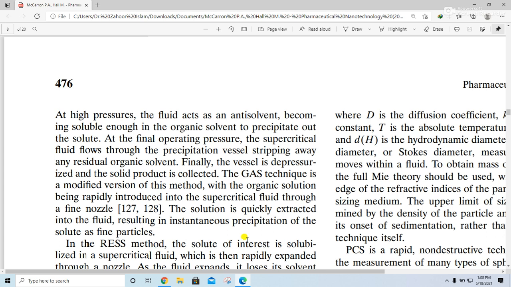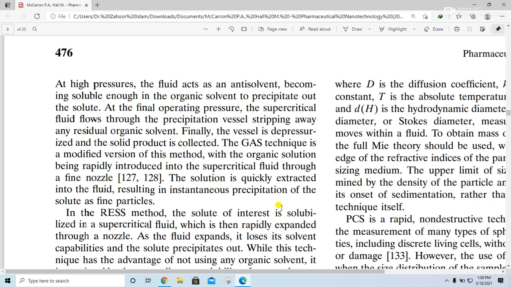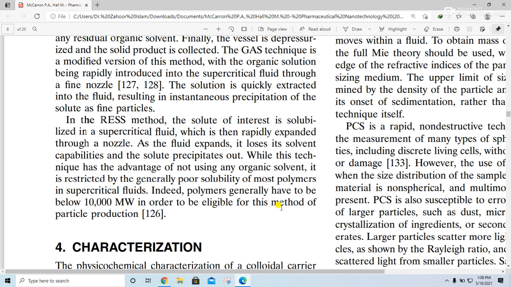In the RESS method, the solute of interest is solubilized in a supercritical fluid, which is then rapidly expanded through a nozzle. As the fluid expands, it loses its solvent capabilities and the solute precipitates out. While this technique has the advantage of not using any organic solvent, it is restricted by the generally poor solubility of most polymers in supercritical fluids. Indeed, polymers generally have to be below 10,000 molecular weight to be eligible for this method of particle production.